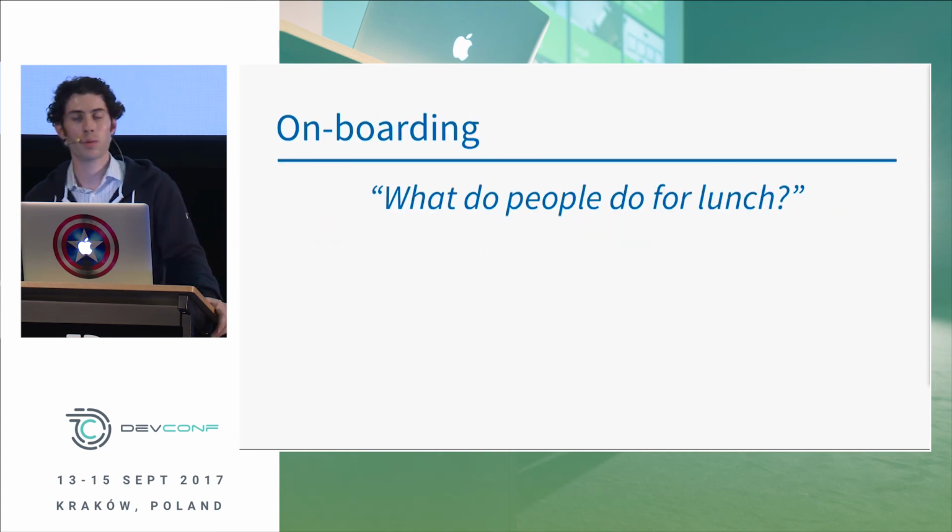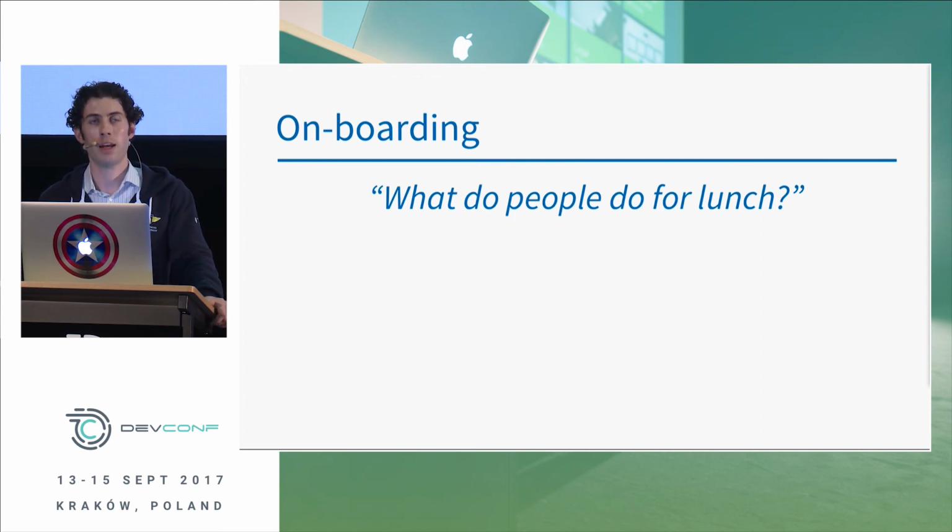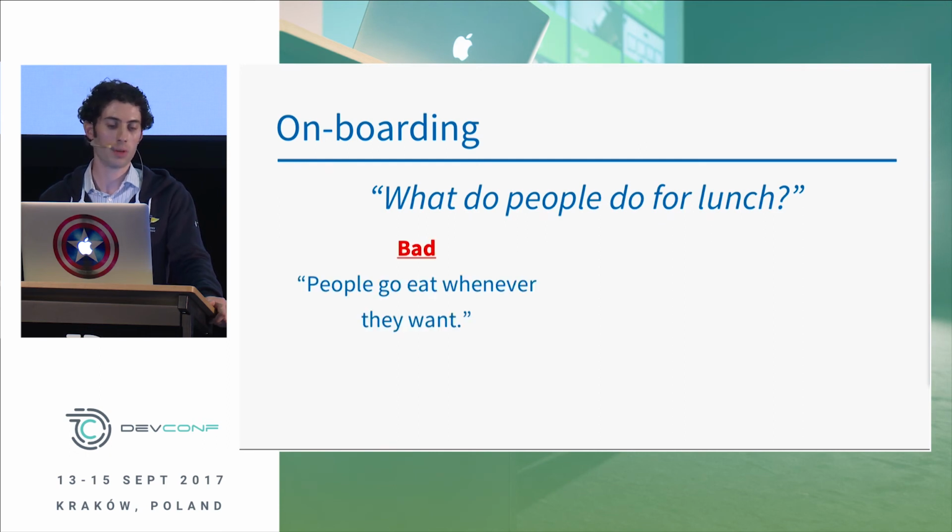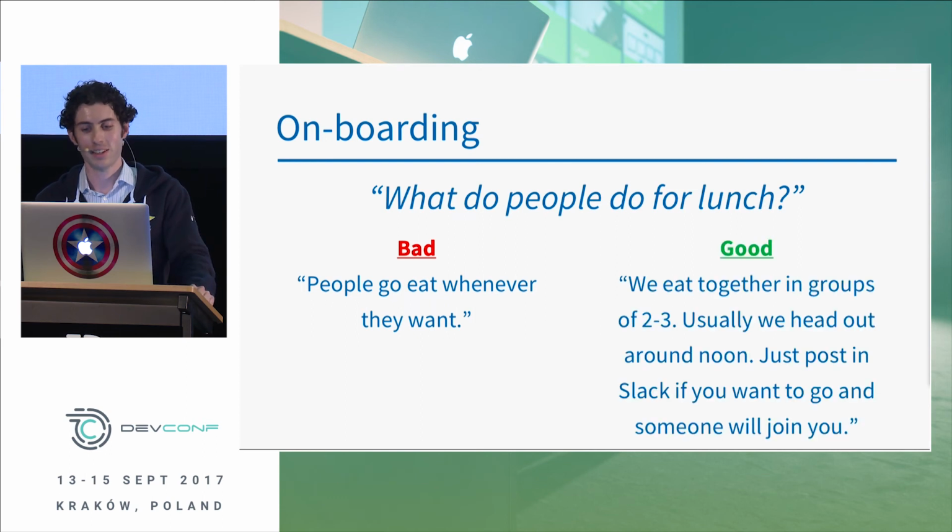So for instance, I think one of the most important onboarding questions is things like, what do people do for lunch? And I've seen situations where someone asks this, and the answer they get is, people go eat whenever they want. While that may be true, that we don't have a fixed lunch hour that the factory manager lets us have, it's also not helpful if I'm trying to eat lunch with you so we can be on a team together. So a better answer is one that's actionable, where you're telling the person, this is what our team tends to do, and this is how you can become a part of it.